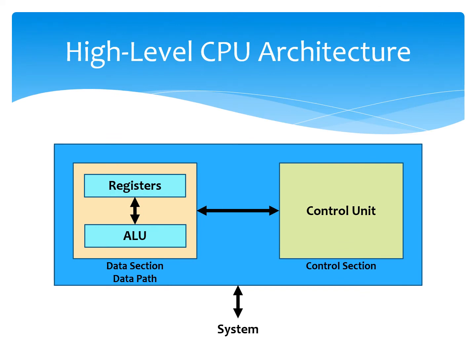The diagram on the screen illustrates the high-level architecture of a Central Processing Unit. A CPU is composed of two sections, including data section and control section. The data section includes ALU and registers, which handle the data computation. Registers are placeholders to temporarily hold data which will be processed or have been processed by ALU. And the control section includes control unit, which coordinates among components in the system.